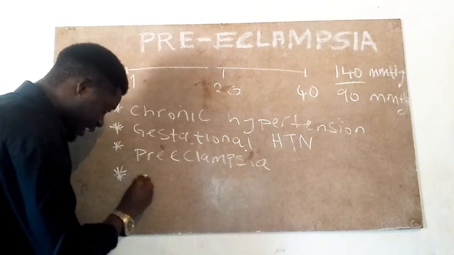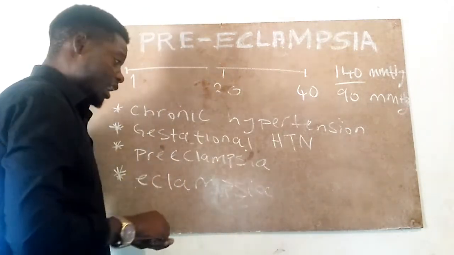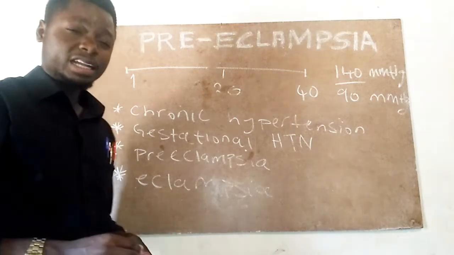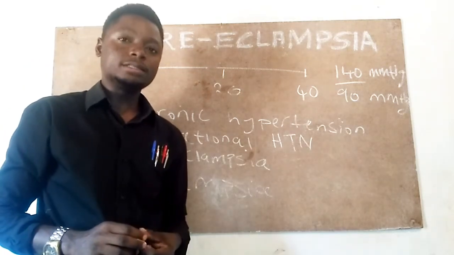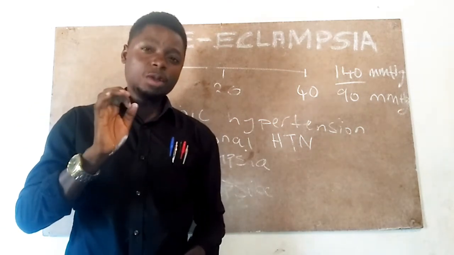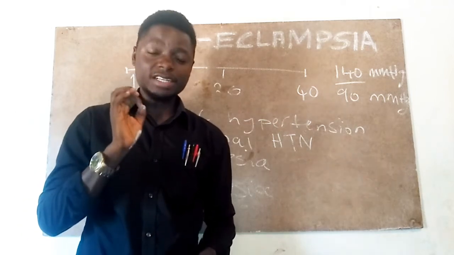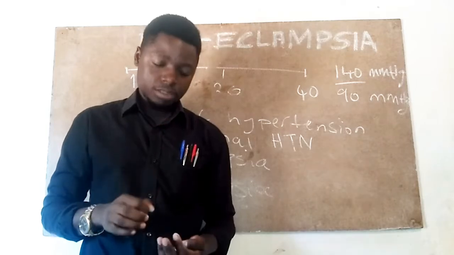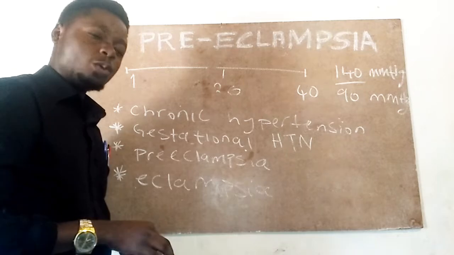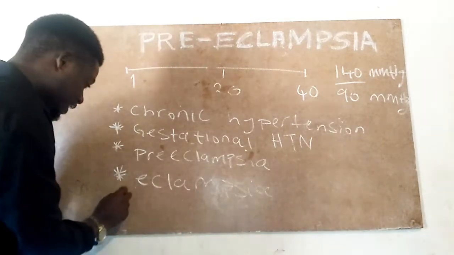Now the other one is eclampsia. Now, this is a complication of preeclampsia, because what the word eclampsia really means is convulsive states. So when the woman who already has preeclampsia begins to develop seizures, then we have the diagnosis for eclampsia. So we don't want the fits, because this is the most dangerous complication of preeclampsia, and we always want to prevent this from happening. So we don't want eclampsia.